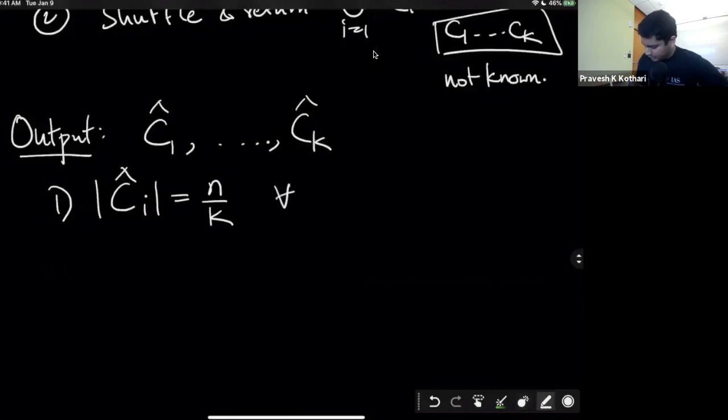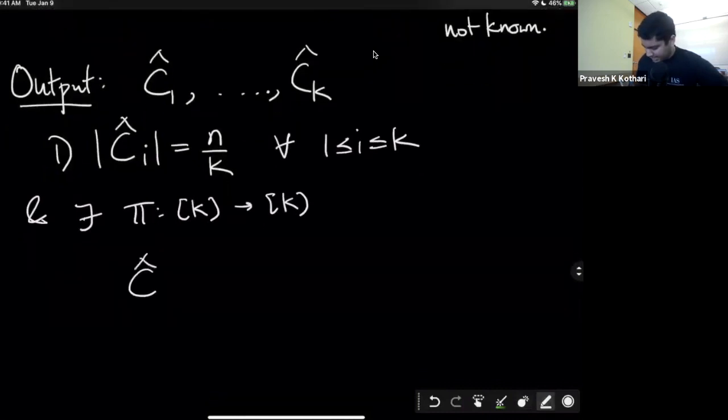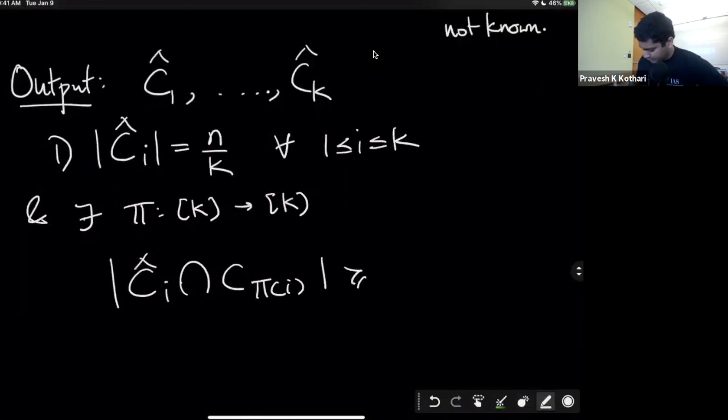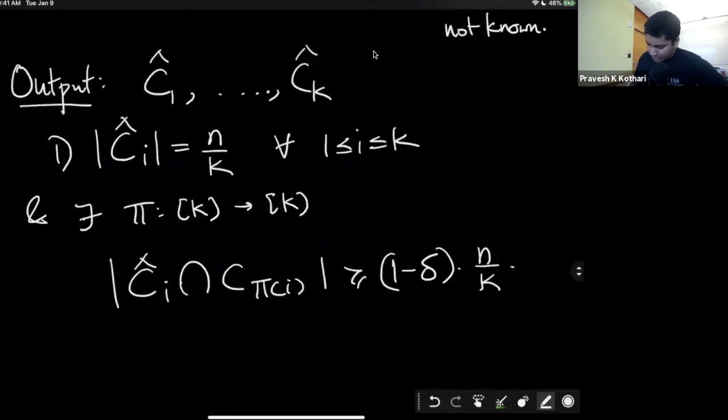Let's say for all 1 ≤ i ≤ k, there exists some permutation pi of the labels from 1 through k so that C hat i intersects C pi of i in all but a small fraction of points. So let's say this is (1 minus delta) times n over k. All this is saying is that, up to calling the first cluster the 10th cluster or something, I have approximately recovered the cluster structure in the points.